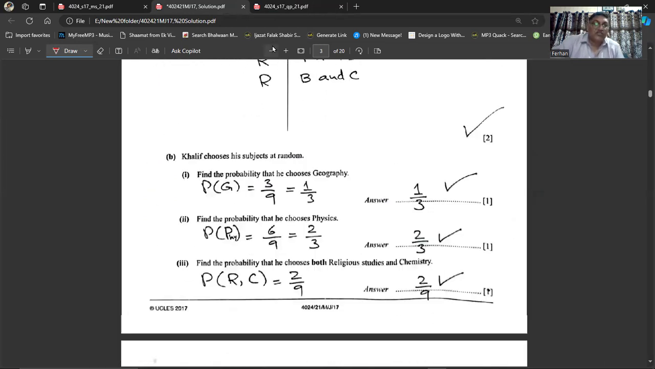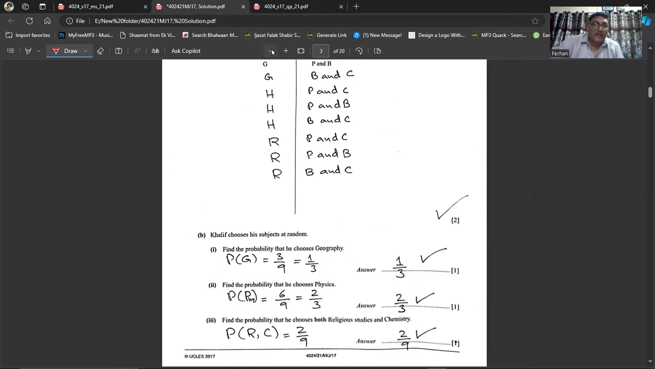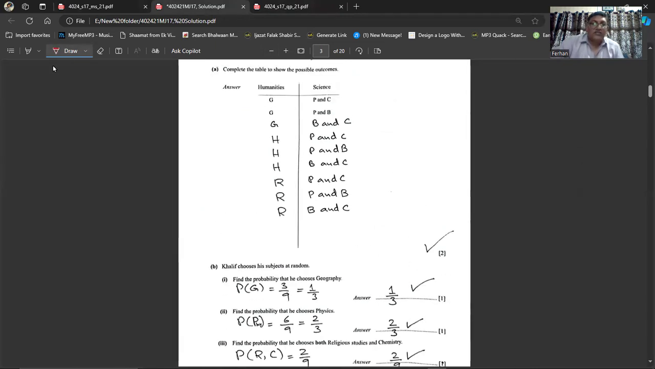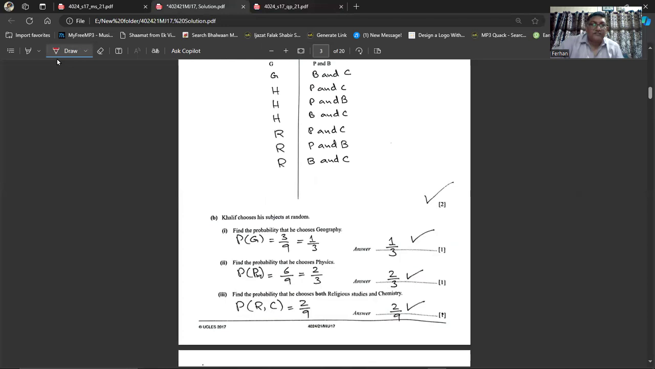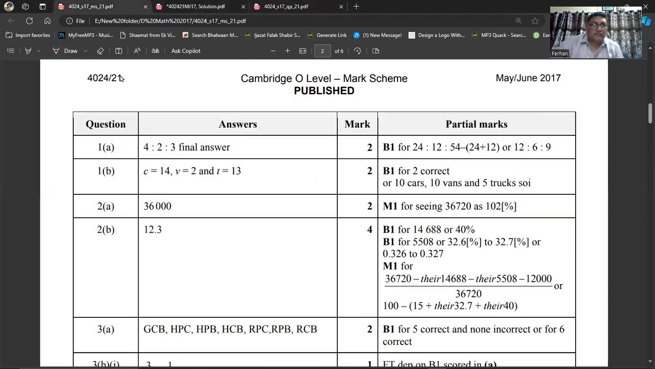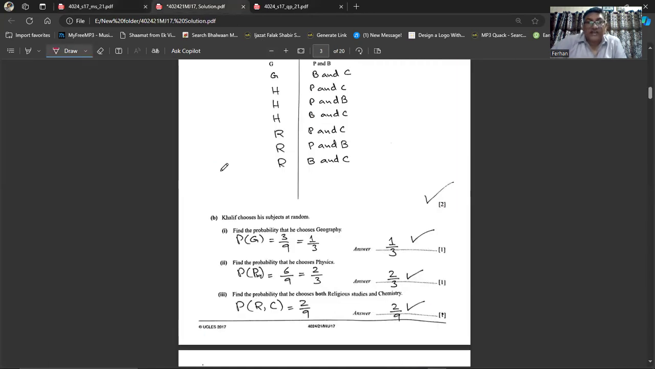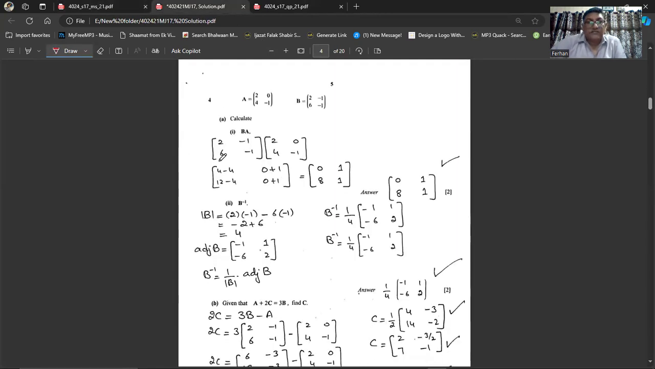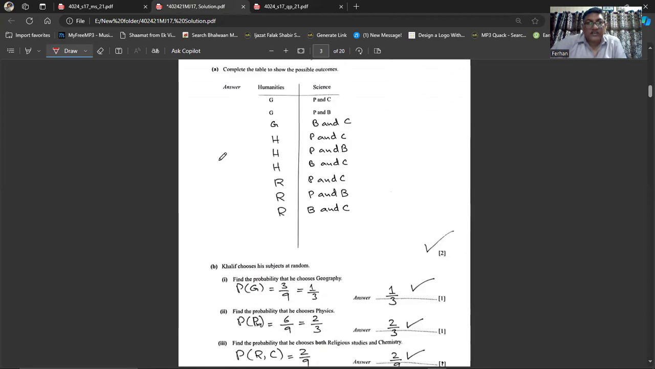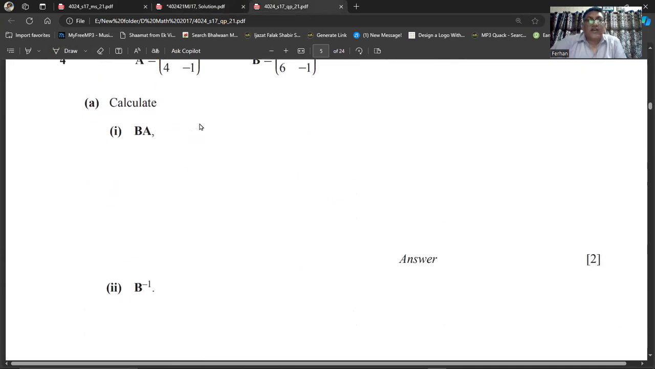So let me reduce the size so you can see the whole solution together. Okay, so let's check also. Question number 3 we are talking about. 1 by 3, 2 by 3, 2 by 9, the right answers. And you can also check this. So our answers are right. Okay, so this is the whole thing. Okay, we are going to the next question.